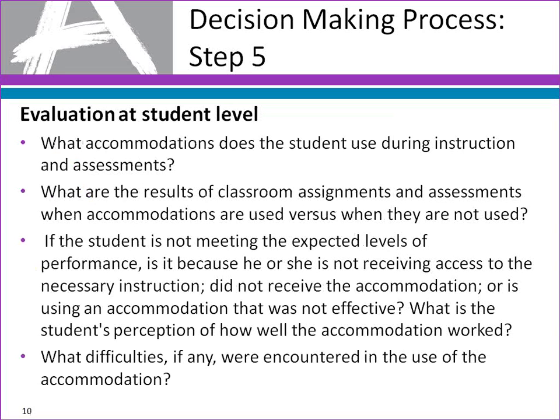And at the student level, the way I think about this is, and I like it, it's the third bullet down. I'm not going to redo the whole slide, but I think that one's the important one. If a student is not meeting expected levels of performance, is it because he or she is not receiving the necessary instruction, did not receive an accommodation, or is not using an accommodation effectively? So if you, based on your instruction, know, hey, this student gets this content, I know they should be doing well on this.